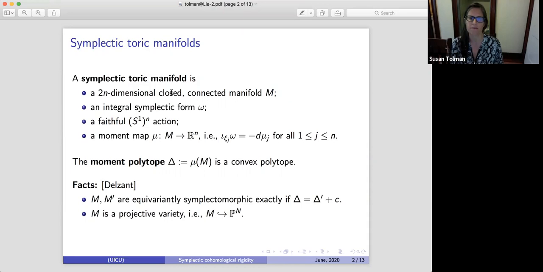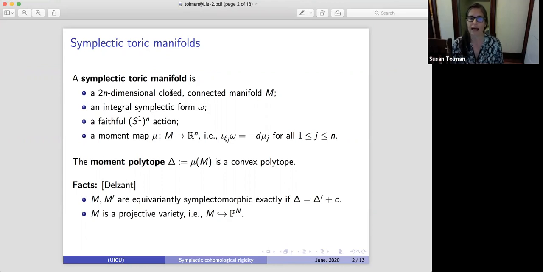By symplectic toric manifold, I will always mean a 2n dimensional closed connected manifold M. People don't always insist on this, but I want to. And I want to have an integral symplectic form, omega. This relates back to Benjamin's talk, why I need this. We may be able to get rid of it in the future.